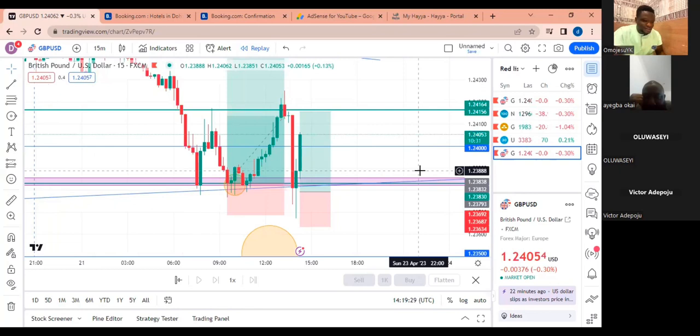It's good we traded this thing live. Honestly, this is how to do it. So this is just the simple way of doing this thing. Very easy. You don't need to know much about this market.